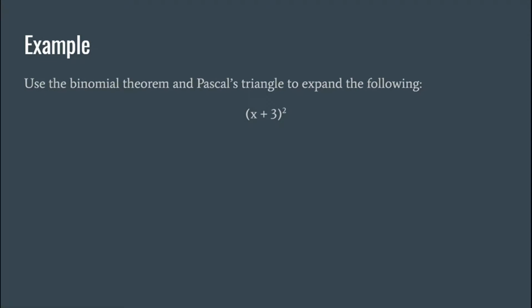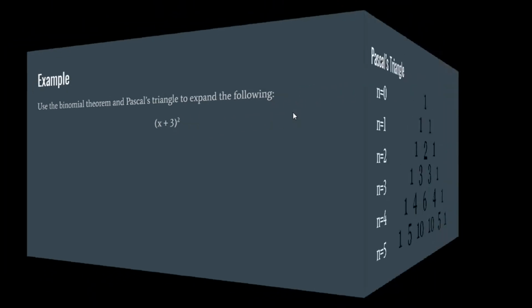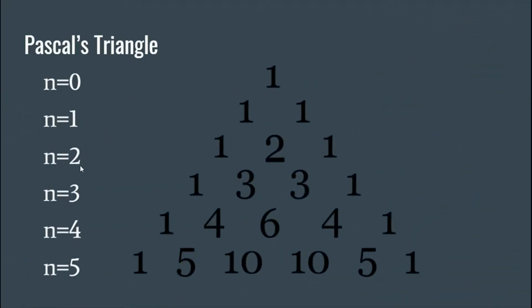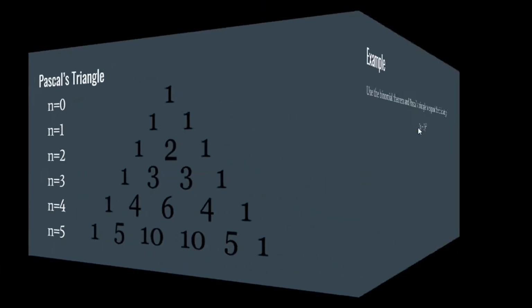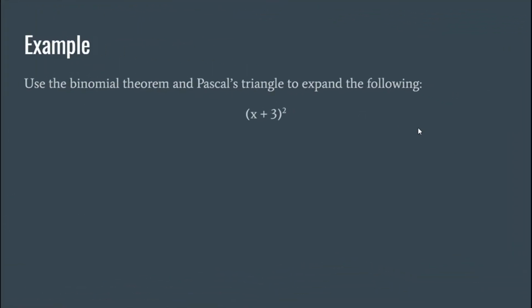Okay, so here's our example. We're going to use the binomial theorem and Pascal's triangle to expand (x + 3) squared. In case you forgot, here's Pascal's triangle again. So our n is 2. So we'll be using this row right here, the 1, 2, 1. The 1, 2, and 1 are going to be our c's: c sub 1, c sub 2, c sub 3. So it looks something like this. 1 times the a term, which in this case is x, to the n power, which is 2.